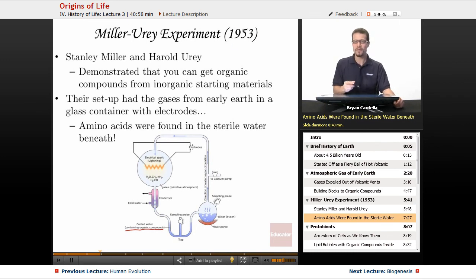The year it happened, 1953, was overshadowed by another very famous discovery, the double helix structure of DNA from Watson and Crick. But I think that the Miller-Urey demonstration is equally as important.